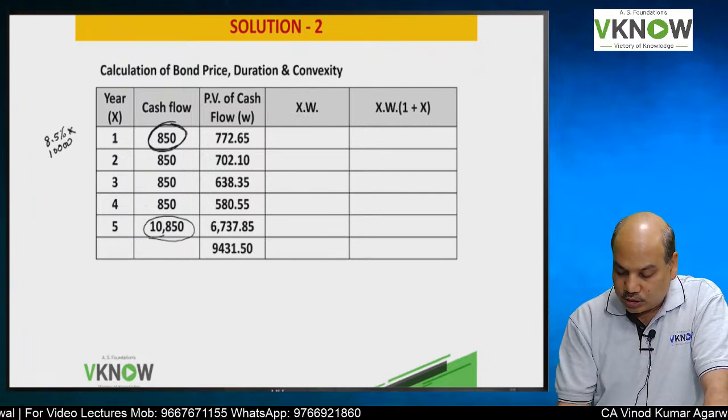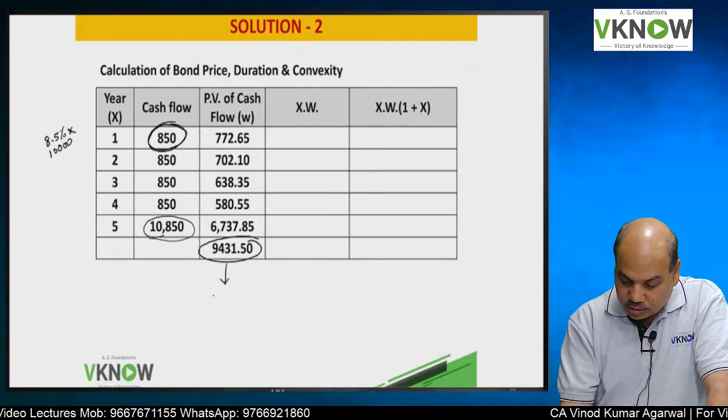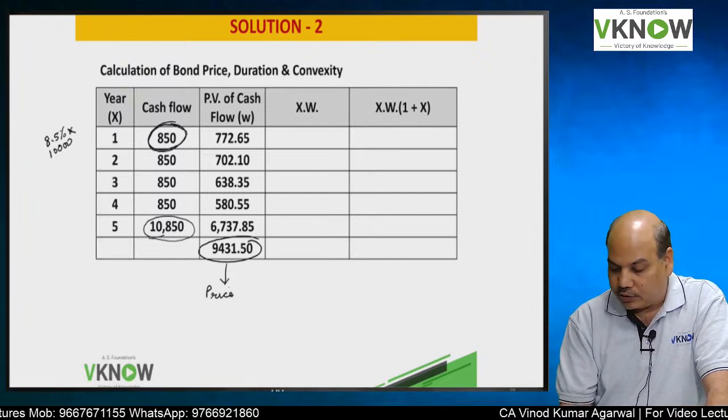Now taking the total, 9431.50. Right below, this is your first answer, the current price of the bond.